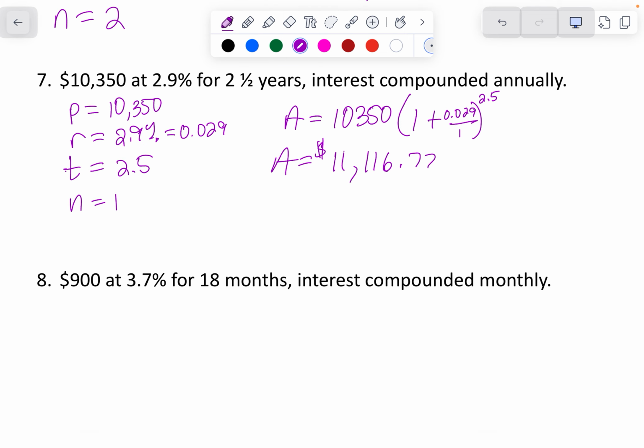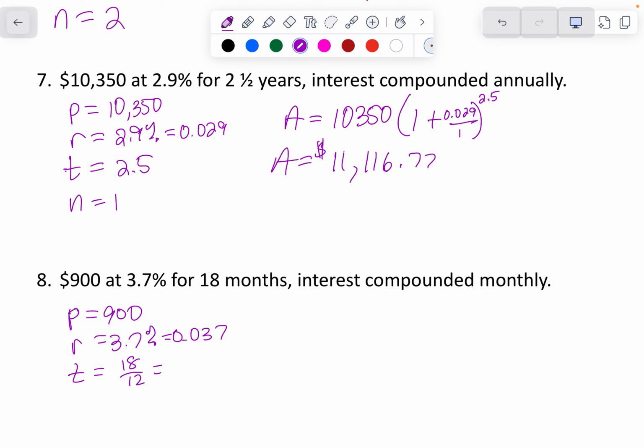Now, the hardest one is number 8, only because it says months. Our time always has to be years. How many months are in a year? 12. So we're going to take our P as 900. Our rate is 3.7% or 0.037. That's a weird one when it has those two decimal places. The time: there are 12 months in a year.